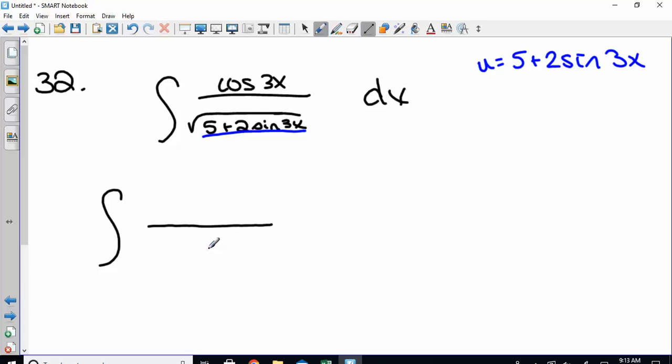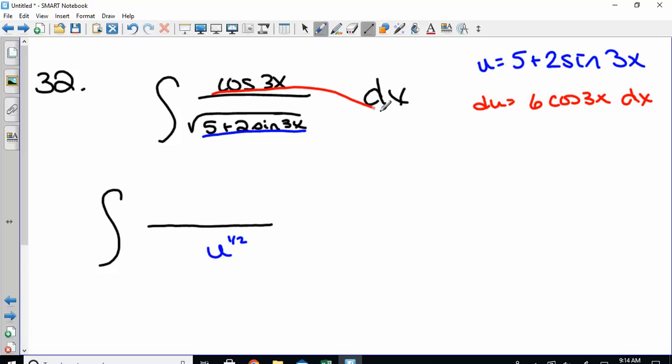So that part becomes like the square root of u, or u to the 1/2. Then you need to find the derivative of this. So the derivative of 5 goes away. 2, derivative of sine is cosine 3x times the derivative of the inside. So you would get 6 cosine of 3x, and this gets a dx.